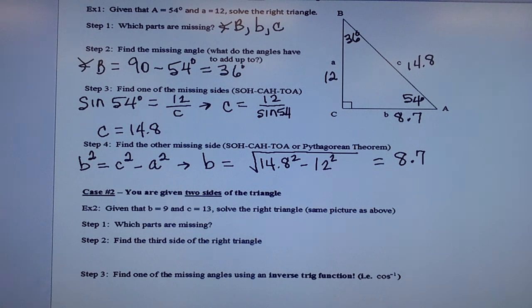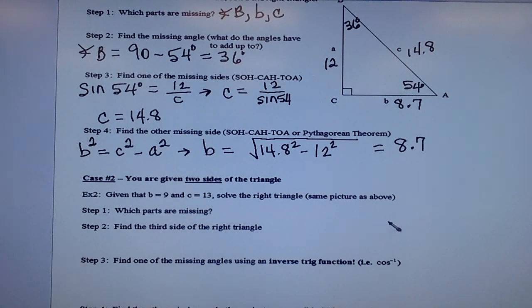Okay, let's look at case 2. In case 2, we're given 2 sides. We can use this same triangle or the same makeup of this triangle. So I'll tell you what, I'm going to draw another triangle to use. And I'm going to label it exactly like the one above is labeled.